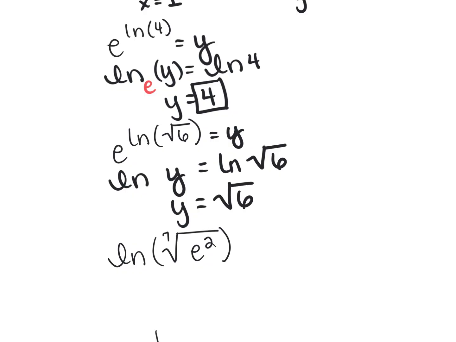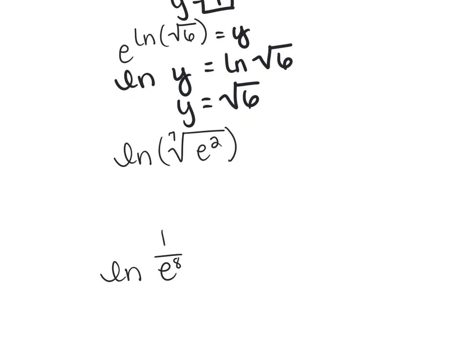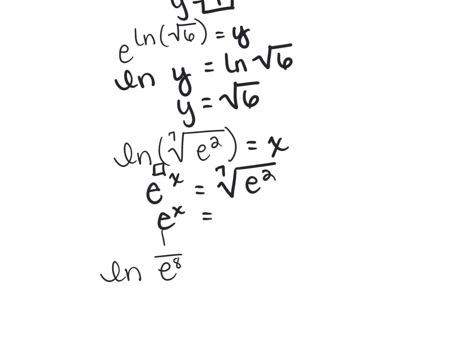So for the next one, we have the natural log of this expression. So I'm going to set that equal to x and solve for x. So again, changing to exponential, I have e, this baby base that's written right here that we don't see, raised to the x is equal to the seventh root of e to the second. So what I have to do on this one is rewrite this radical as a rational exponent. So that's e to the 2 over 7. So then x is equal to the number 2 over 7.